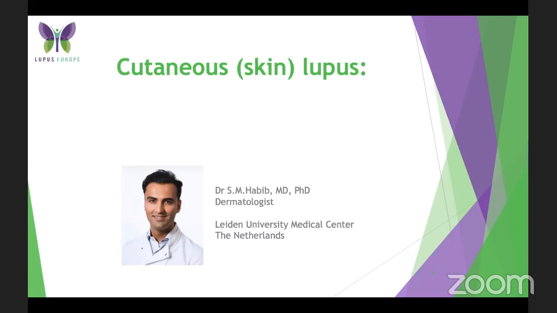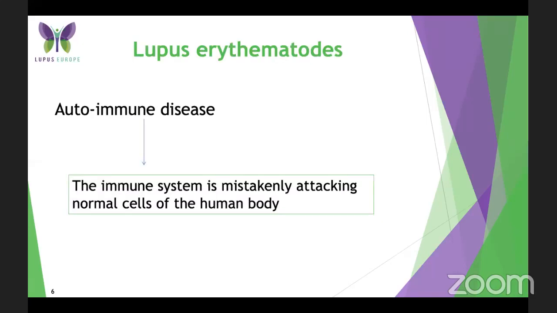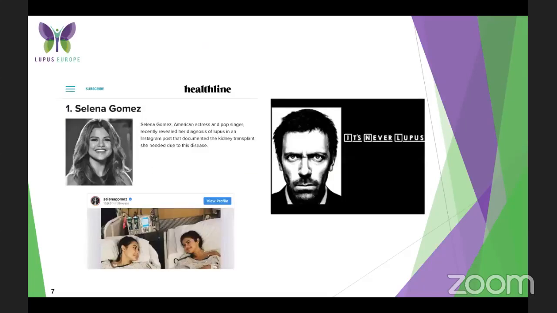So as you may all know, lupus erythematosus is an autoimmune disease. But what is actually an autoimmune disease? Well, people with an autoimmune disease have an immune system which is mistakenly attacking normal cells of the human body. And in case of lupus, your immune system is attacking, skin lupus is attacking your skin.